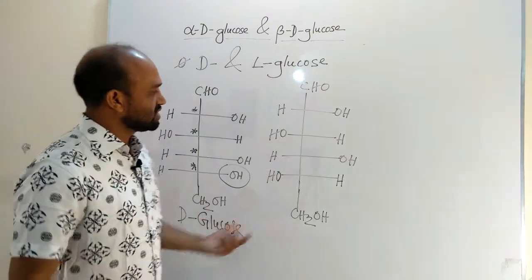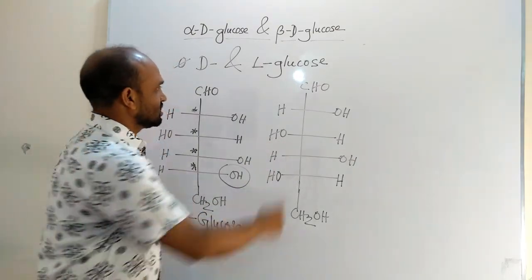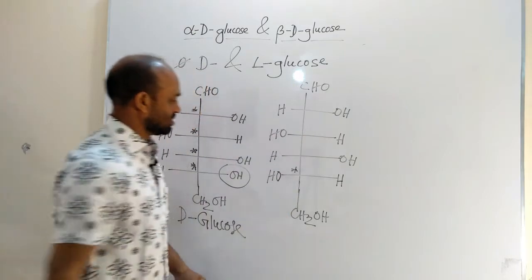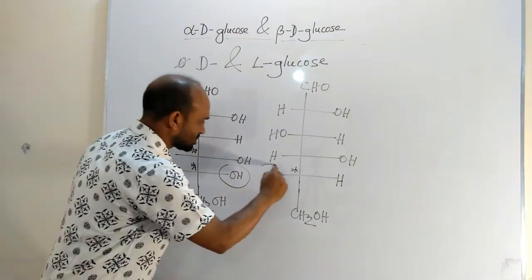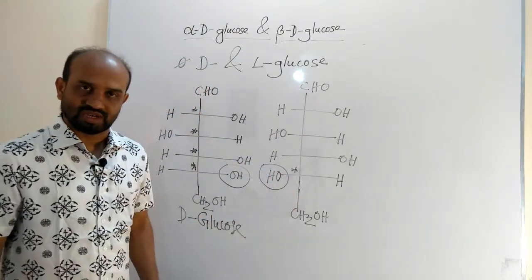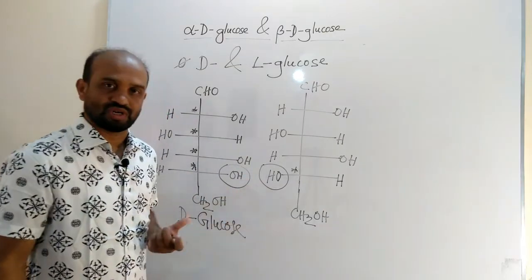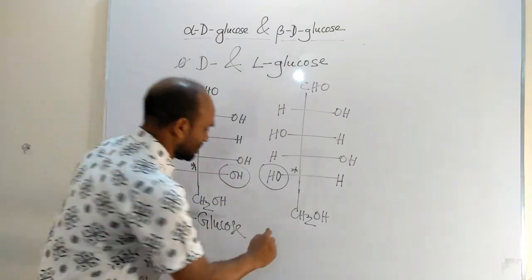But if we see this structure, the distant chiral center contains the hydroxyl group on the left side. Based on this point, it is termed L-glucose.